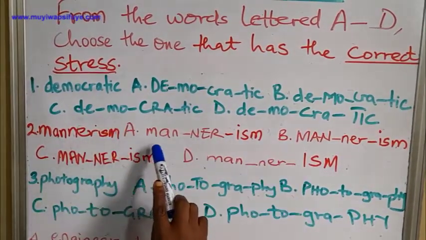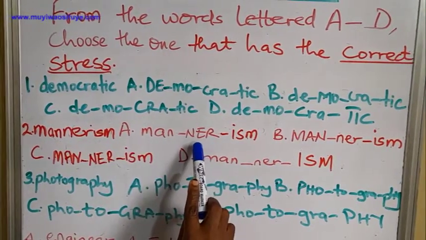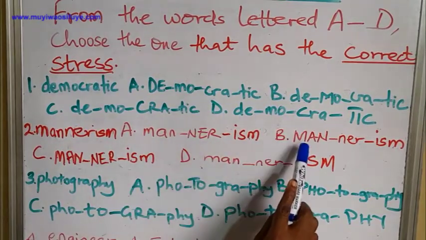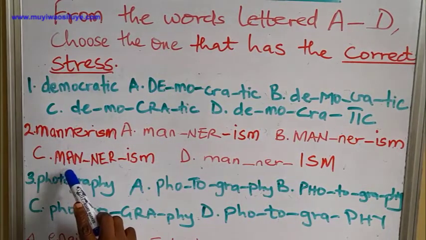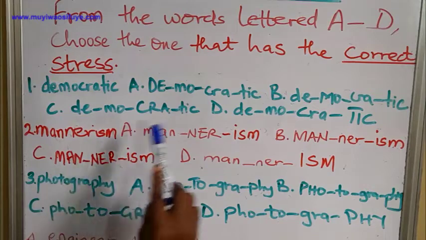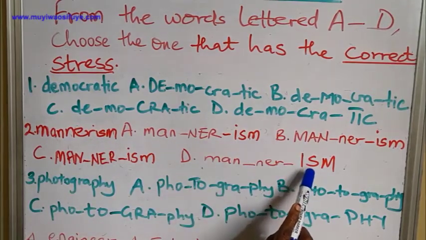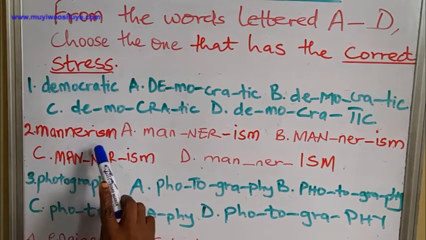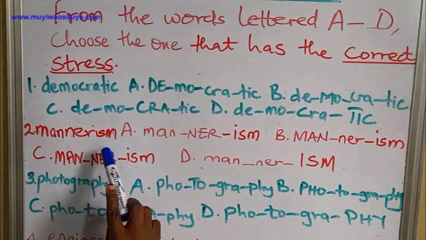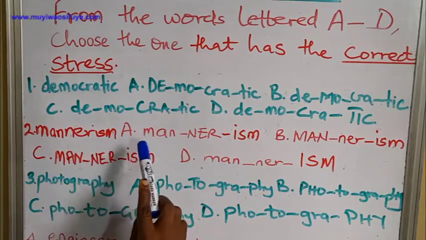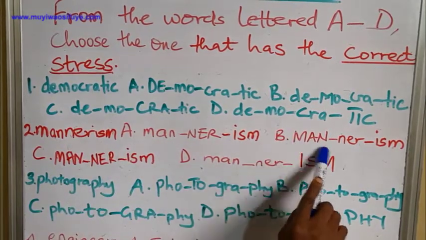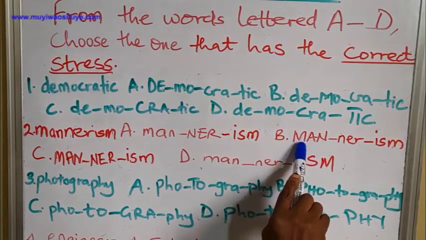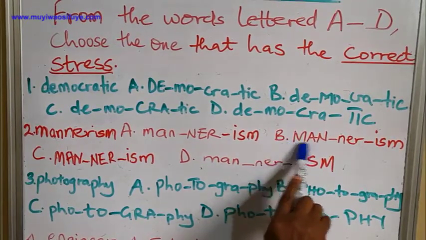Because if we look at option A, the primary stress is on the second syllable. Option B, on the first syllable. Option C, on the first and second syllable, while option D is on the third syllable. But the rule says that words that end in the suffix ism have their stress on the first syllable, and so that is why option B is the correct answer, because mannerism has the primary stress on the first syllable.